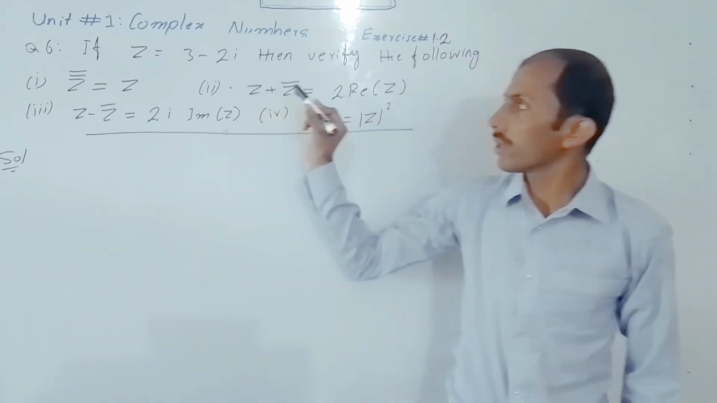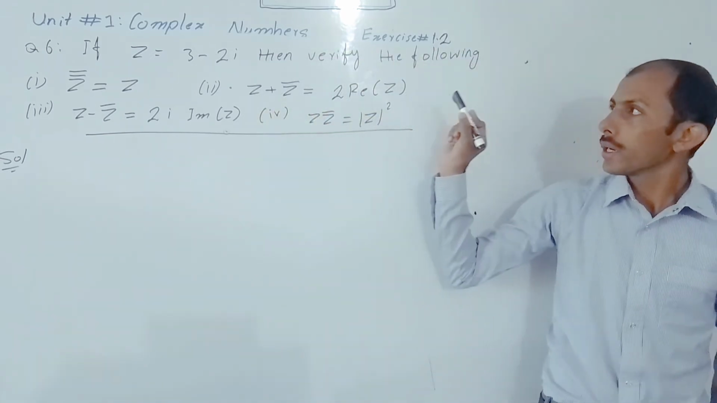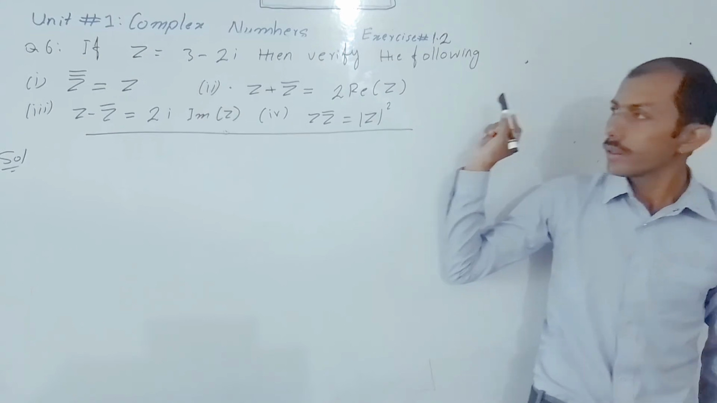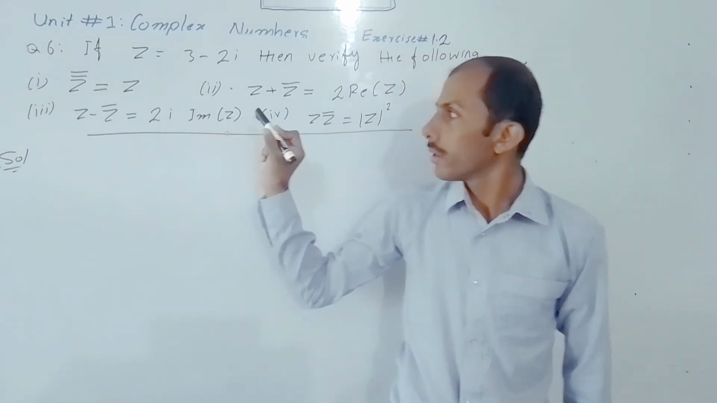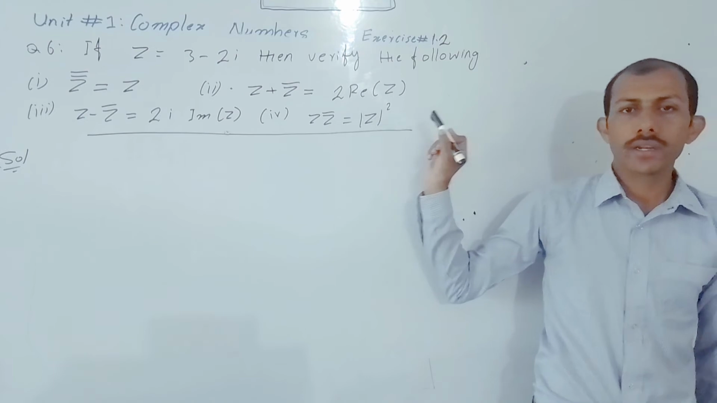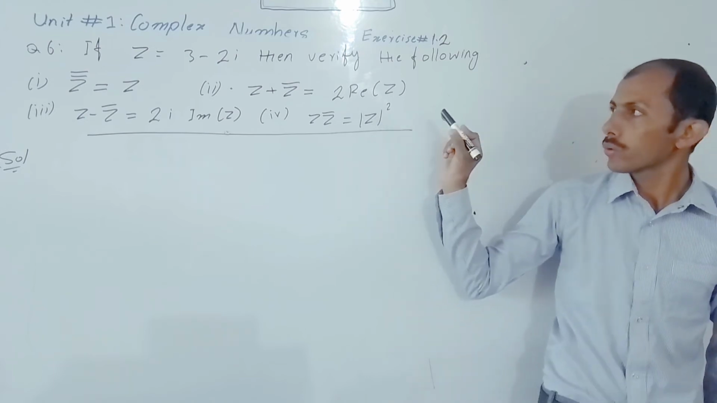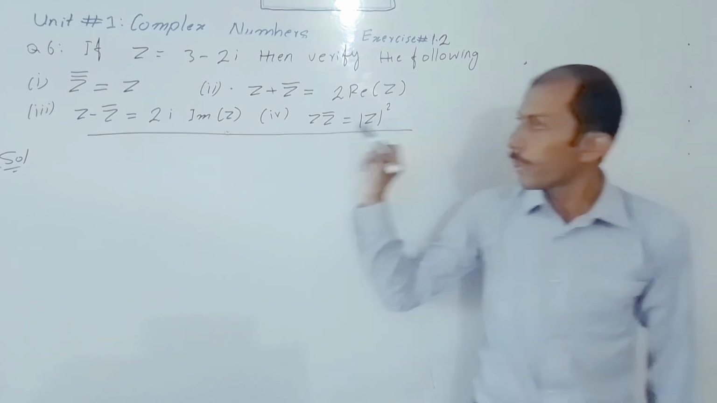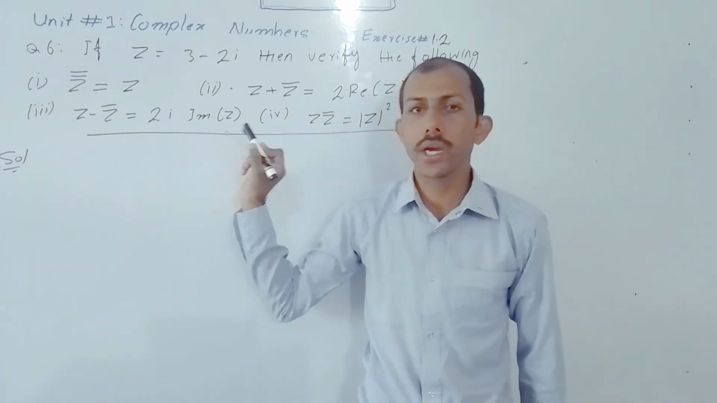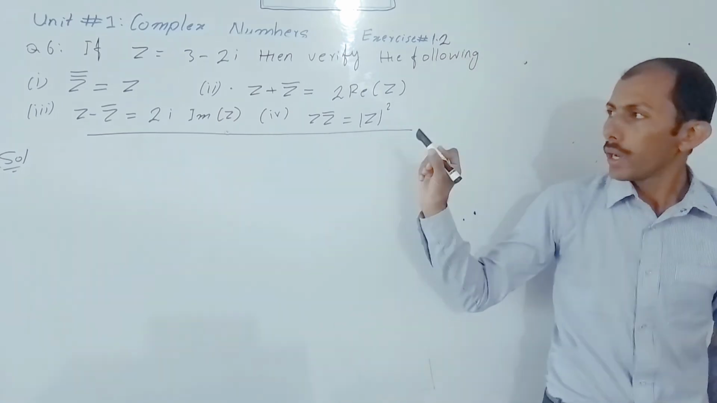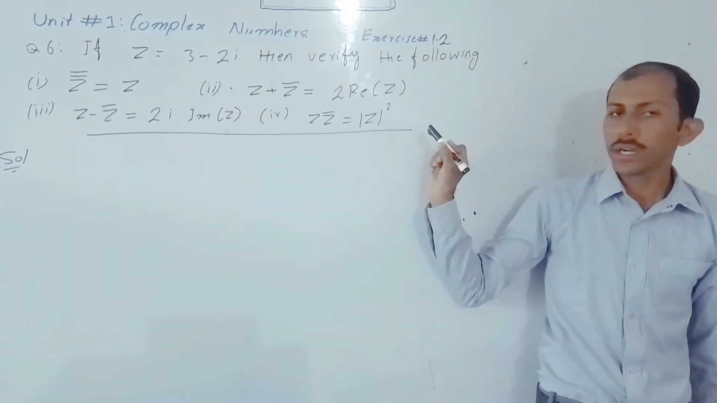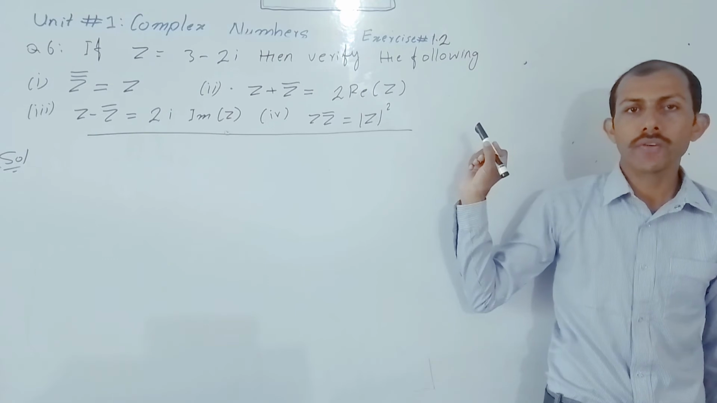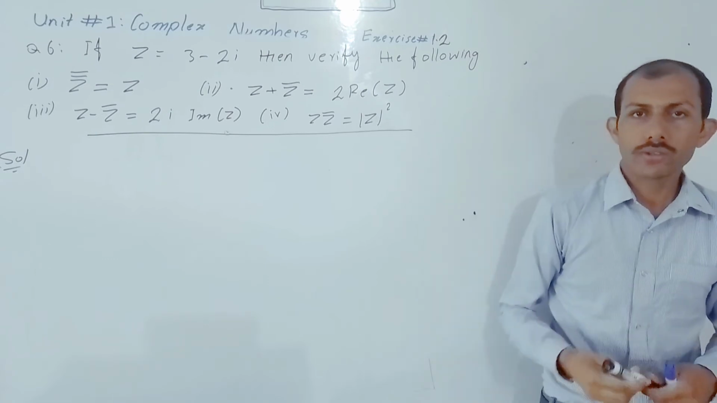Question number 6. If z is equal to 3 minus 2i, then verify the following. Part 1: z double conjugate is equal to z. Part 2: z plus z conjugate is equal to 2 real of z. Part 3: z minus z conjugate is equal to 2i imaginary of z. Part 4: z conjugate is equal to mod of z whole square. So let's start.